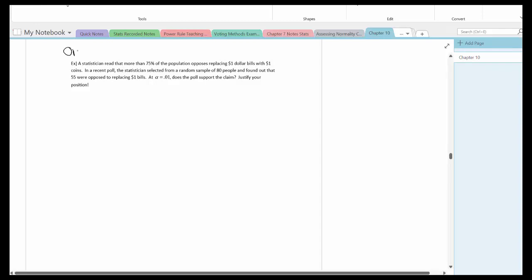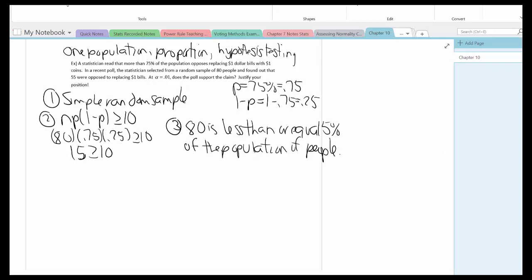We have one population, certainly a proportion, and we know this is going to be hypothesis testing. Okay, now let's make sure the requirements are met here, so I will write those out now. This is a simple random sample. Again, we need to check n times p times 1 minus p is greater than or equal to 10. N is 80, the p is 75%, so I can rewrite that as 75 hundredths. And then 1 minus p is 25 hundredths. Multiply, that's 15. 15 is greater than or equal to 10. And then 80 is less than or equal to 5% of the population of people.